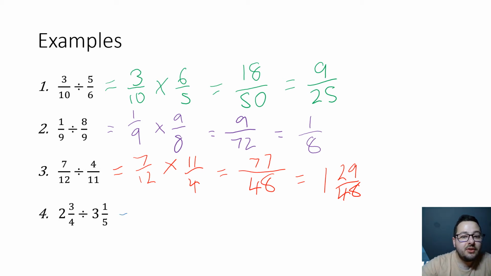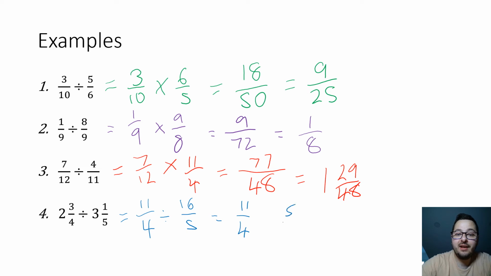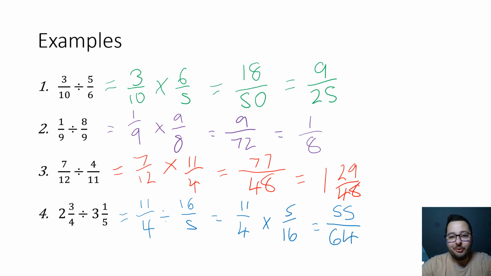Okay. And then finally, number 4 then, we just want to convert these into improper fractions before we do anything else. So the first one, 2 times 4 is 8, plus 3 is 11. So these are actually the same fractions from the previous load of questions, but they are obviously divide now. And we want to divide by 3 times 5 is 15, plus 1 is 16 over 5. Then we do keep flip change, so keep 11 over 4, flip it to 5 over 16, and change the divide to a times. 11 times 5 is 55, and 4 times 16 is 64. I don't think they can simplify, but let me know if I'm wrong.